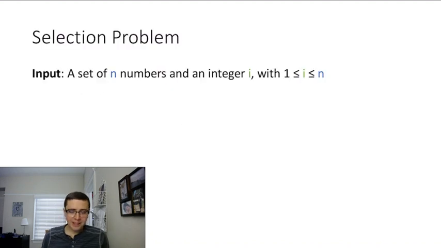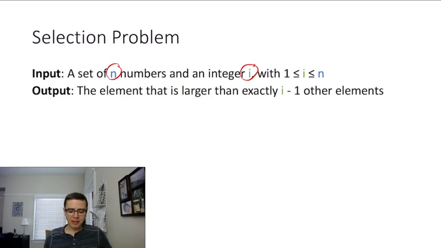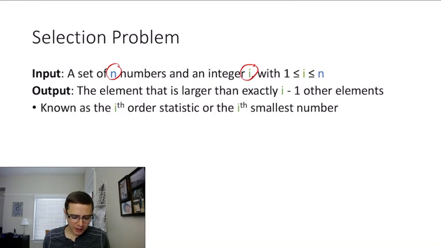So what is the selection problem? Well, as input, you have a set of n numbers. It doesn't have to be n numbers. You could do this with words as well, but it's easier to discuss if we're talking about it in terms of numbers. And your second input is a value i, where i is inclusive 1 to n. And your output is going to be the element that is larger than exactly i minus 1 other elements. This is known as the ith order statistic, and you can think of this as just the ith smallest number.